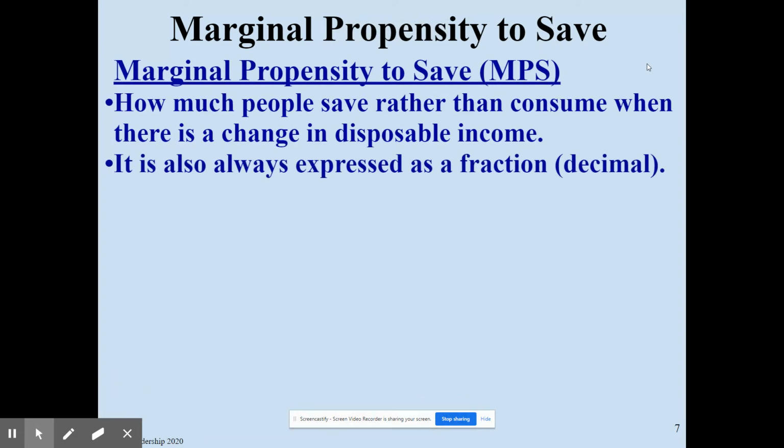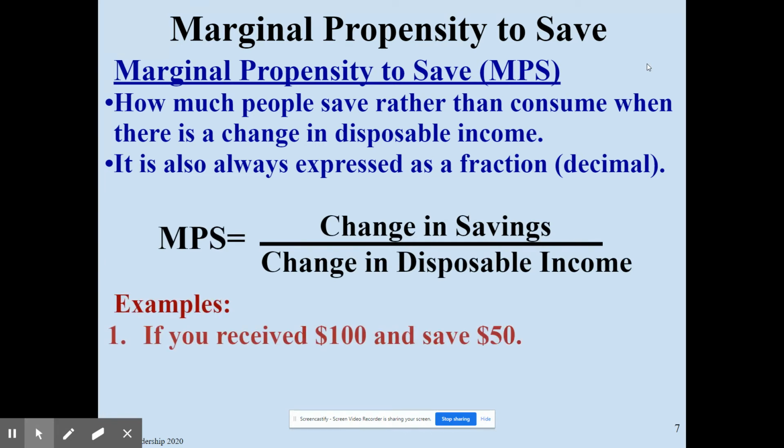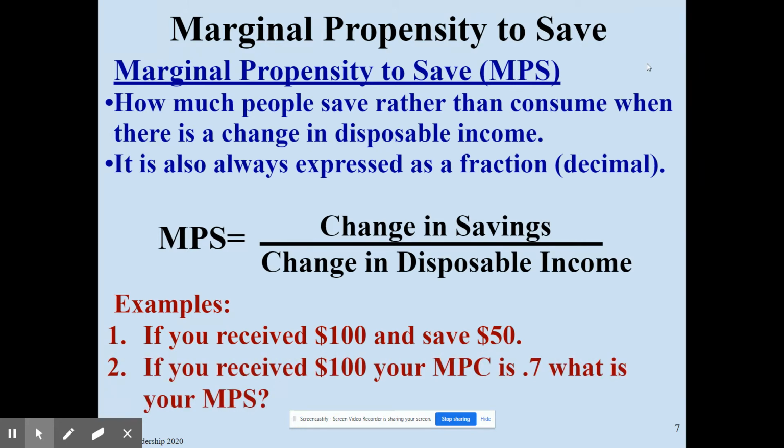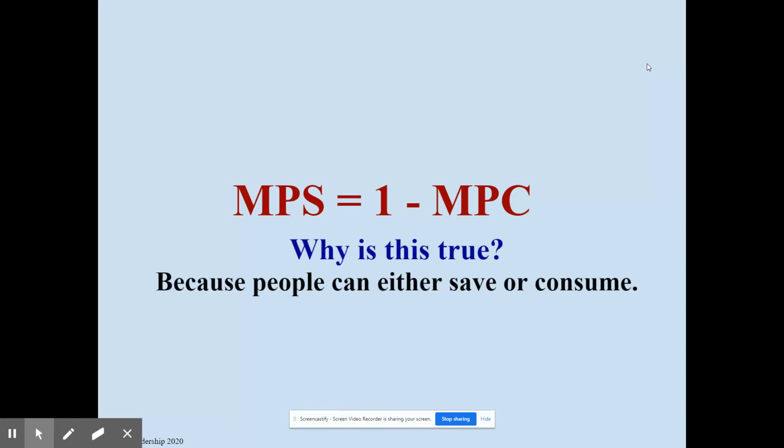The MPS is the marginal propensity to save. How much people save rather than consume when there's a change in disposable income. It's always expressed as a fraction. It is the change in savings over the change in disposable income. Therefore, the MPS, or the marginal propensity to save, equals 1 minus the MPC, or the marginal propensity to consume. Why is this true? Because you can either save or consume.